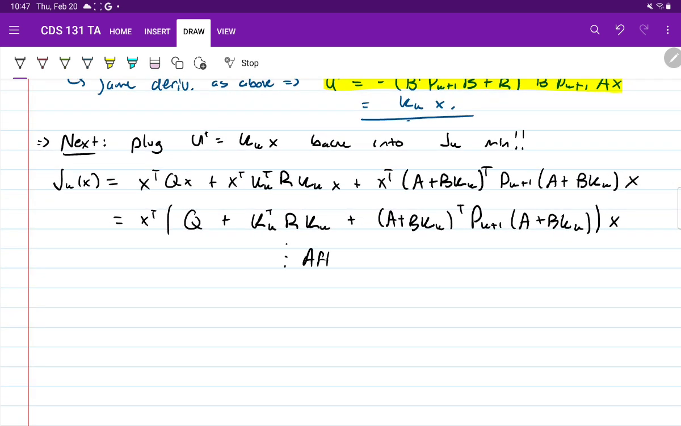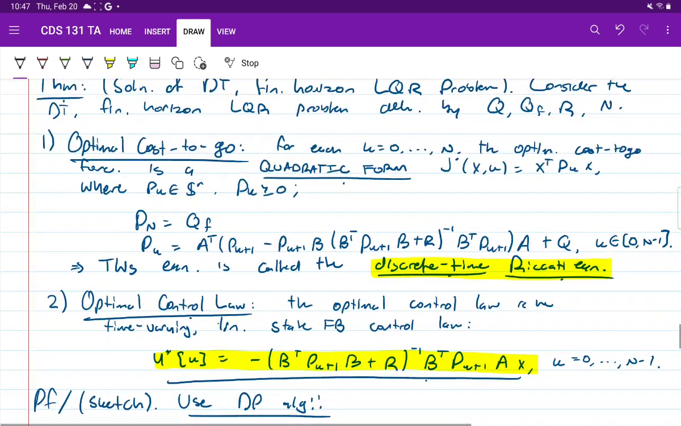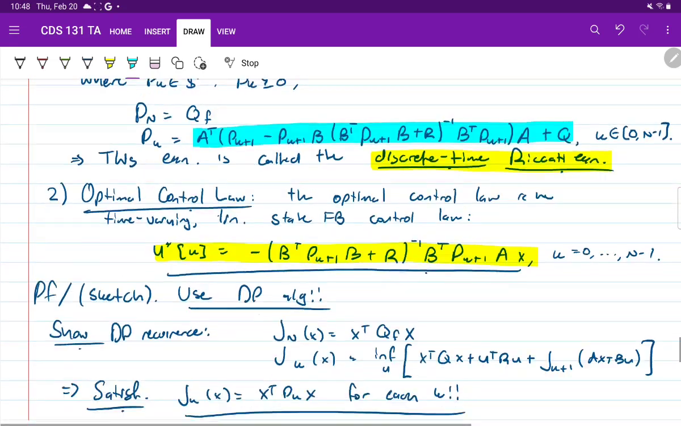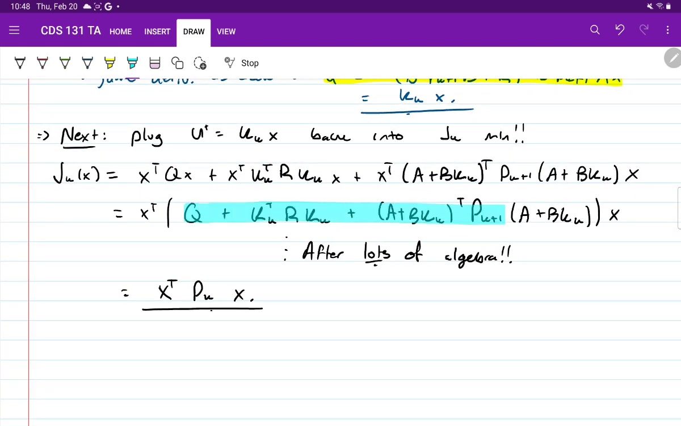And then after lots of algebraic simplification, what I would find is that this ends up being precisely equal to x transpose times P_k times x, all right? So I find that this whole expression inside here actually simplifies to this Riccati equation term up over here, okay? So I end up getting precisely this form from inside my function over here, okay?